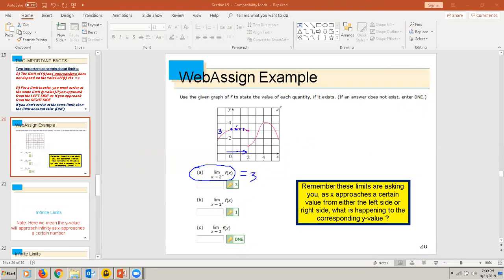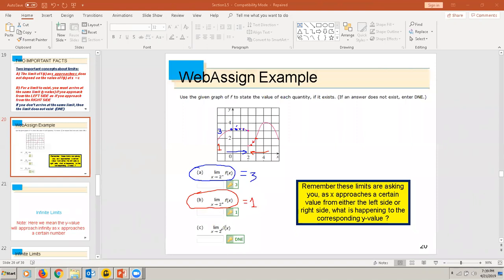All right, let me go to part B. Part B says, what's the limit of this function as x approaches 2 from the positive side? Let me come in approaching 2 from the positive side, and again, let me draw some red dots on the graph. As x approaches 2 coming in from the right side, I'm moving down this downhill portion of the graph. You can see that the y value looks like it's getting closer and closer.